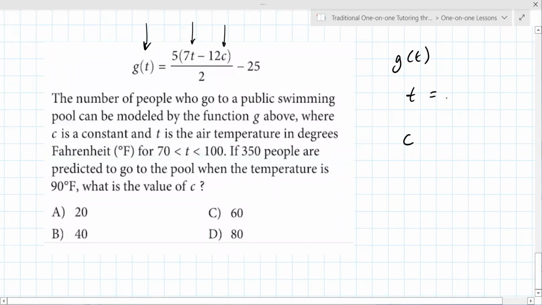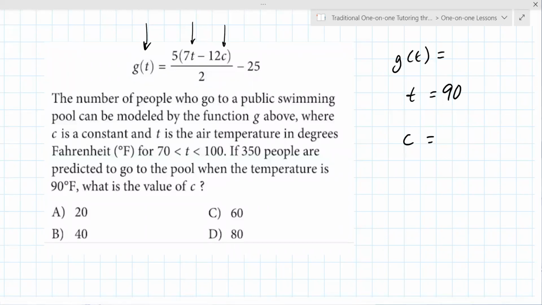T is 90. Good. Now they have to give you one of the other ones because if they don't, you can't solve this. It's impossible. But I assure you they're giving you one of the other ones. And if you're not sure, that's where you've got to look real closely at what each one represents. Is G of T 350? Yes.